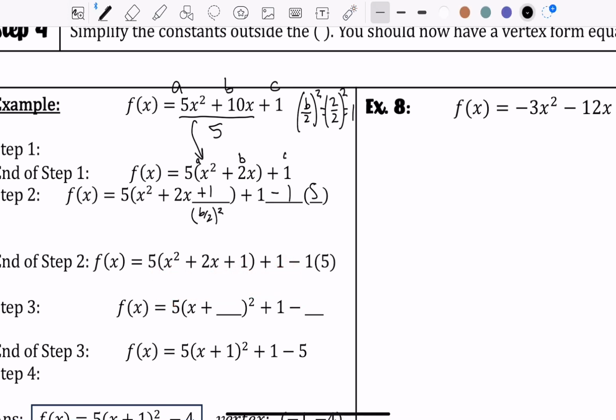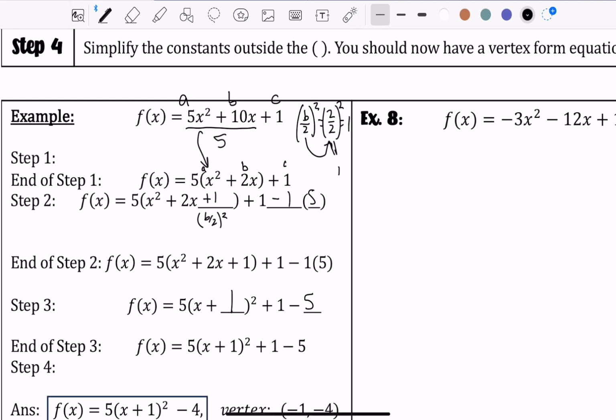And the way we're going to find that is just do b over 2. And we're not going to square it this time. The squared is already here on the outside. So b over 2, we have that written right here. It's 2 over 2, which is equal to 1. Put our 1 in there. And then right here, we are just going to simplify the back here. 1 times 5 is 5.